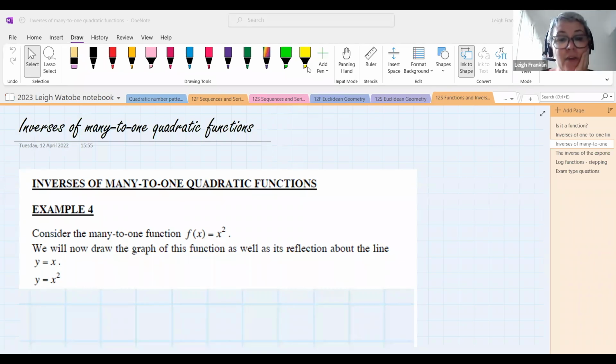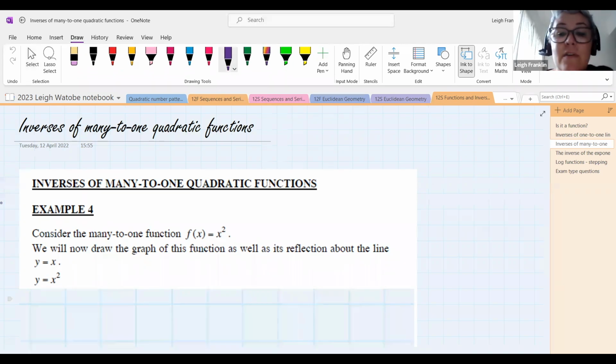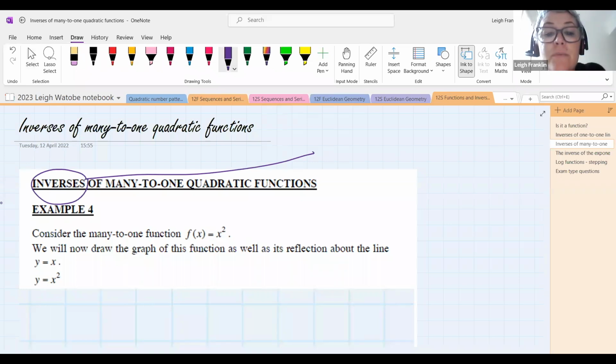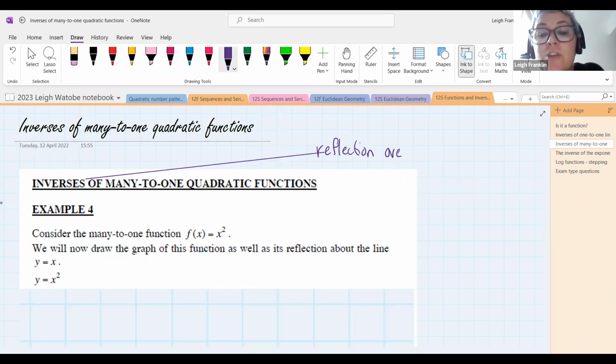All right, so if we are talking about the inverse of this particular function, we are reflecting the graph over the line y equals x. So remember, when we talk about the word inverse, remember we said last time there are two ways that we can think about an inverse. Either we consider an inverse to be a reflection over the line y equals x, or the other way that we can look at it is that we are interchanging x and y.